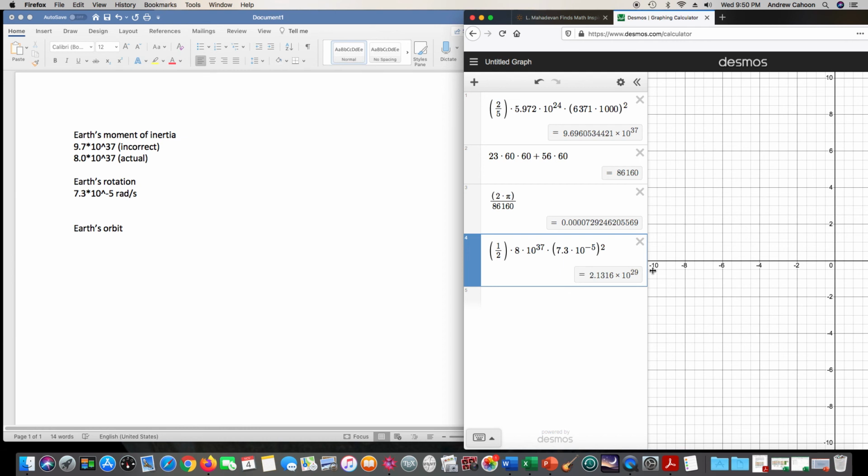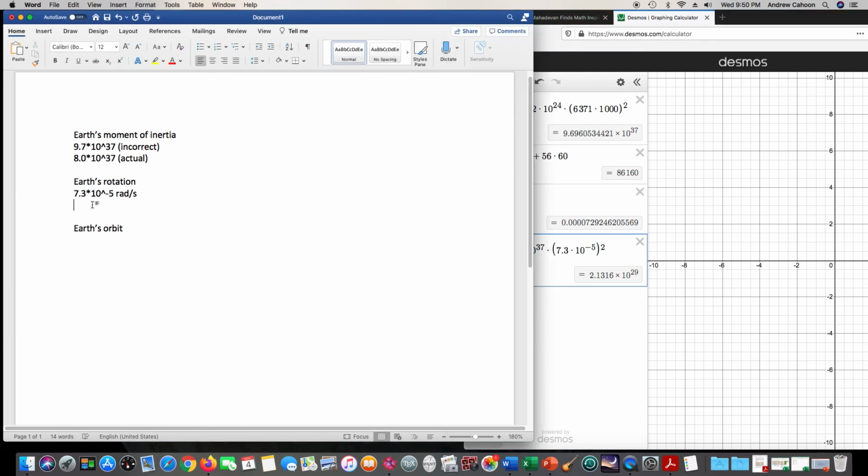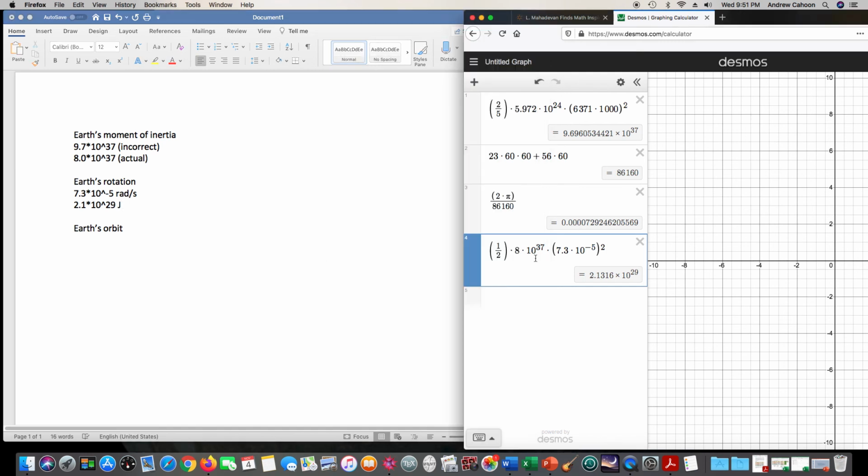So the rotational energy of the Earth spinning on its axis is 2.1 times 10 raised to the 29. And this would be in joules because I've kept this here in standard units. If you look back to the slide, it's kilograms meter squared, and this is radians per second. So we end up with joules for the answer.